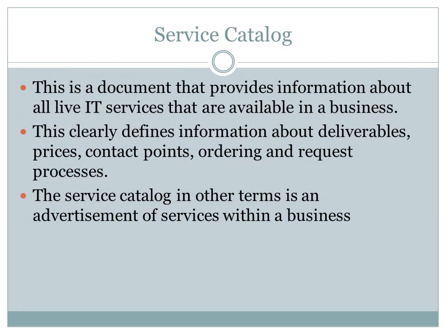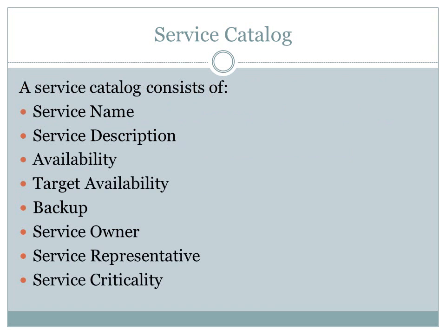So the service catalog. Now, this is a document that provides information about all live IT services that are available in a business. This clearly defines information about deliverables, prices, contact points, ordering and request processes. The service catalog, in other terms, is an advertisement of services within a business. The service catalog consists of service name, service description, availability, and just simple things that would be in any document of its nature.